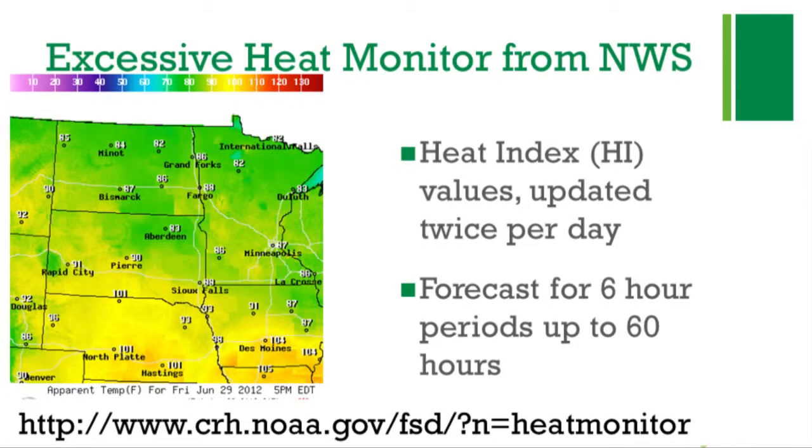Lastly, there is another tool from the National Weather Service that is issued during the summer season, and this is called the Excessive Heat Monitor. This uses the heat index, or the apparent temperature index, and here again we're looking for heat index values of 100 degrees or higher as a potential warning sign of increased stress in our cattle. These maps are issued twice per day, updated twice per day, and are forecast also for every 6 hours out to 60 hours in the forecast.